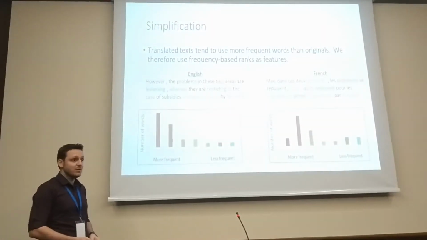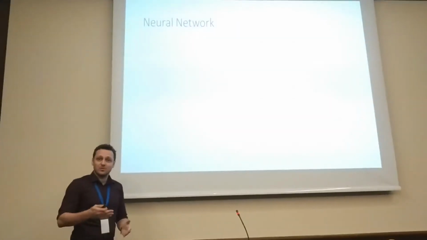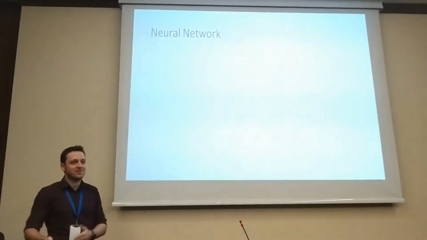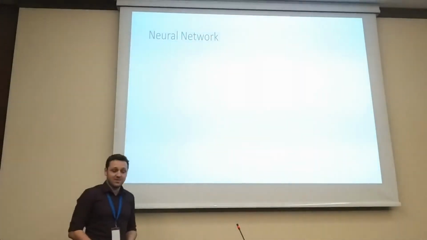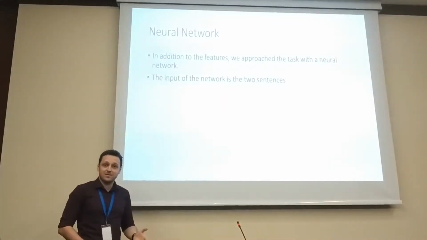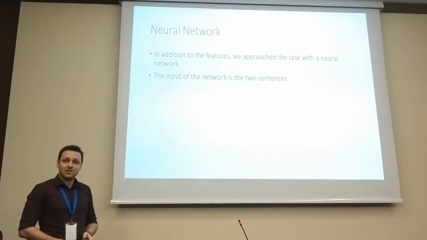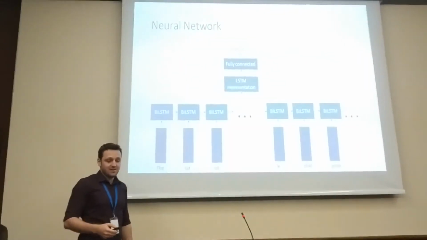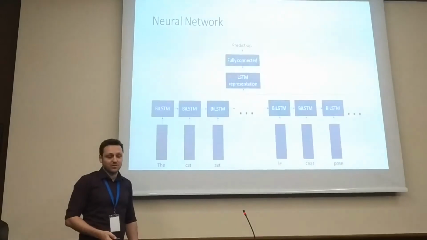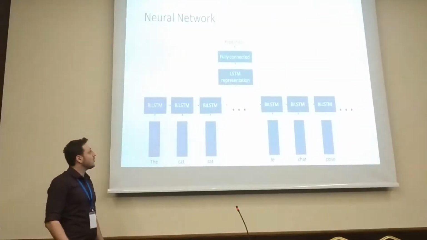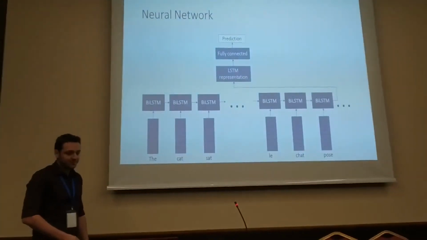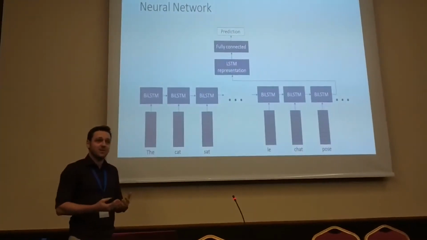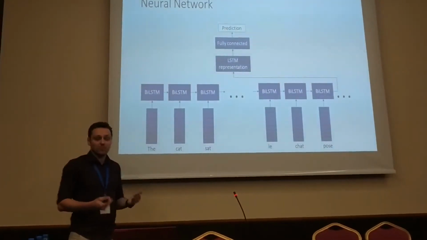After creating those features, we created a neural network, just to compare the performance of the model with the features versus the performance of a modern architecture. We designed a very basic neural network. The input to the network was the two sentences, converted to pre-trained word embeddings, with a bidirectional LSTM and a fully connected layer at the end, and in the end it outputs a prediction. This is a schematic view of the neural network. And after we have the features and the neural network, we wanted to see if we can combine them and create a stronger model.